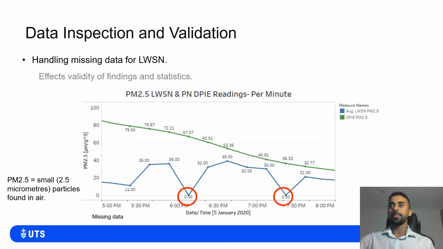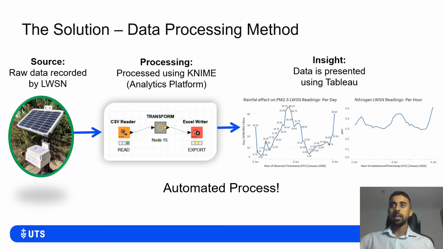of the area. The solution which I have developed is a data processing method. The pipeline begins with low-cost sensors sending data to the server, then the data processing stage taking place where the data is transformed into a more reliable, presentable state. This is done using the data analytics platform called KNIME. Then finally, the values are presented in a visual graph for viewability that has insightful air quality information and is done using Tableau. The entire process is automated.